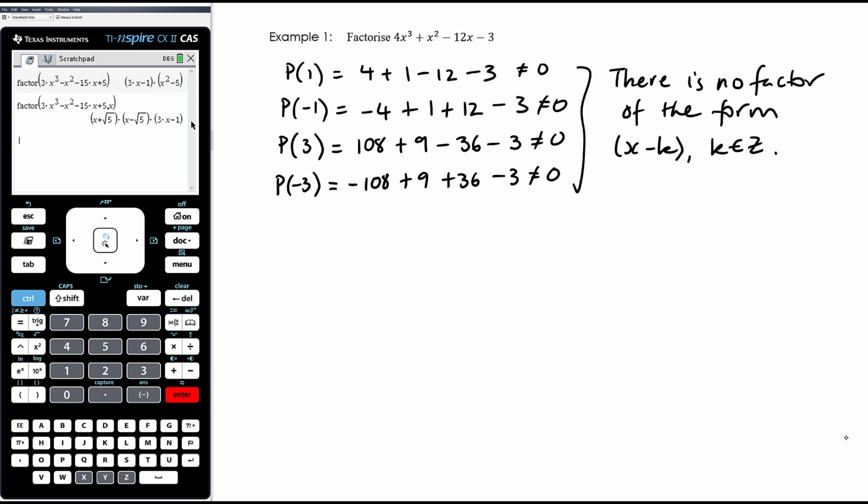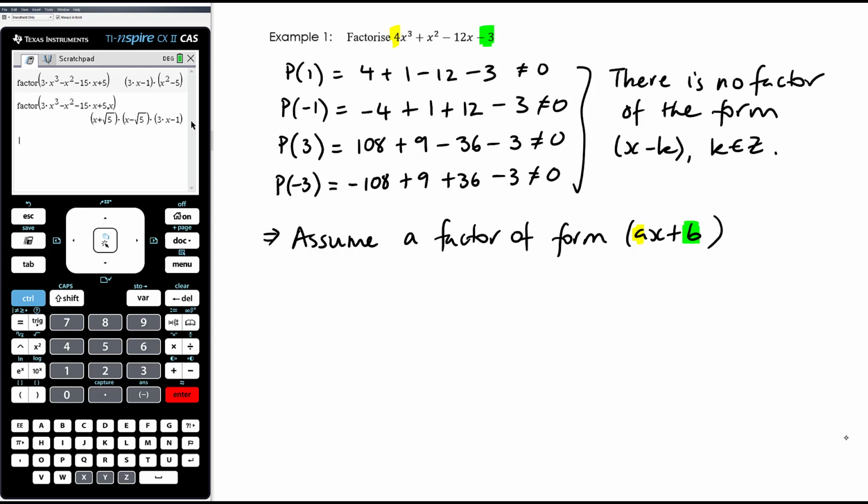Okay, so therefore, we're going to assume a factor of the form ax plus b. Okay, so thinking about what we know, the coefficient of x is going to have to be a factor of the coefficient of x cubed, if the brackets are going to expand out to give 4x cubed there. So a has to be a factor of 4, and b is going to have to be a factor of negative 3. Okay. Again, we can worry about the negatives later on.